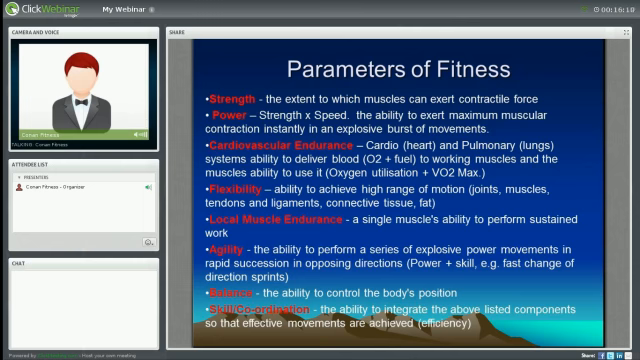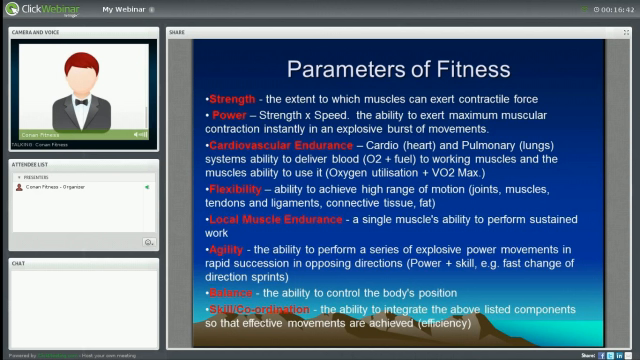You can't have power without strength. You can't have power without speed or acceleration, more importantly. And it is the ability to exert maximum muscular contraction instantly, kind of like in an explosive burst of movements. So think jumping, think springing, think fast, powerful movements.